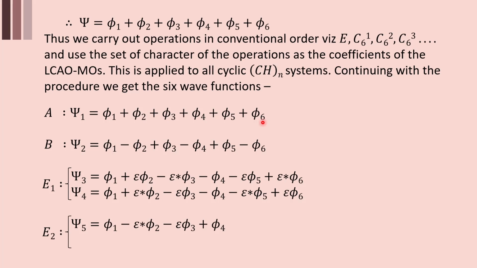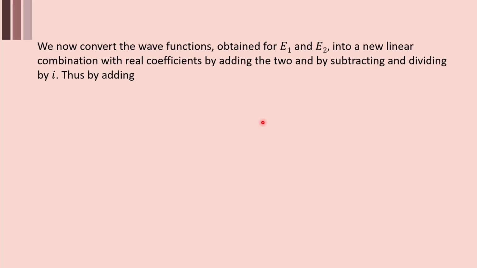As far as the E2 is concerned, it is also going to generate 2 equations. We have seen in the character table of C6, phi 1 minus epsilon star phi 2 and so forth, and similarly this is the value for the set of psi 6 equations. So in general, we now have the 6 equations at our disposal, but the point is that the last 4 equations contain the number epsilon, which is a complex number. It is quite easy to eliminate them if we add or subtract them so that we get new independent equations. So we convert the wave functions by adding E1 and E2 into linear combinations with real coefficients.